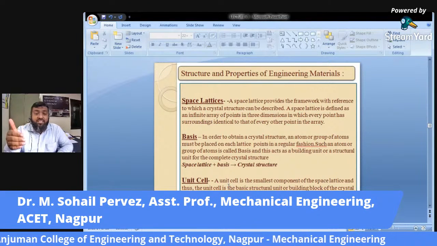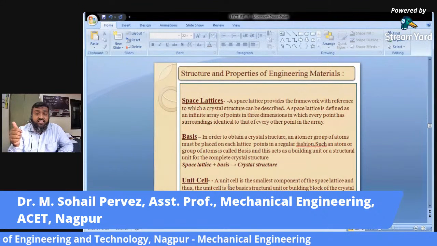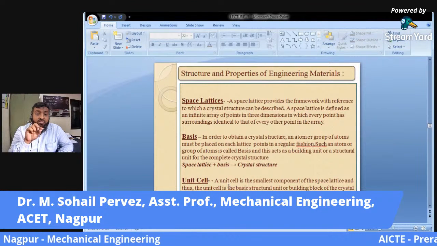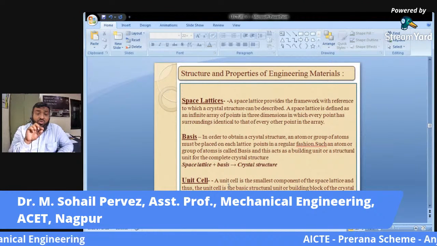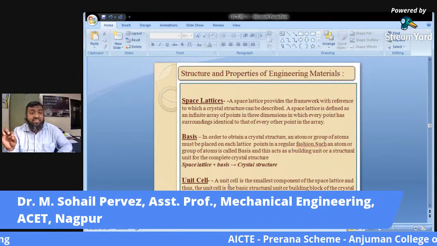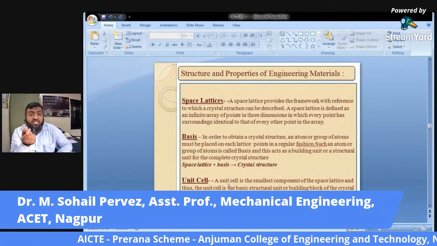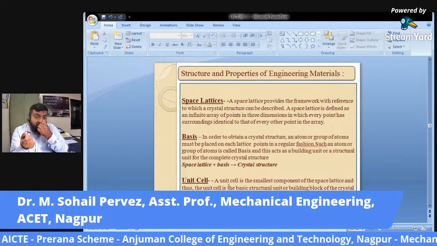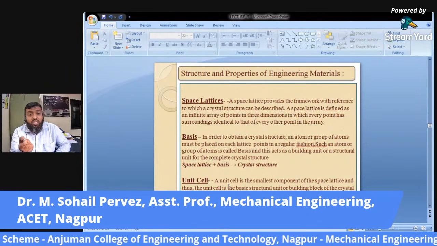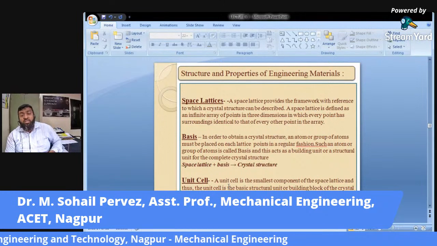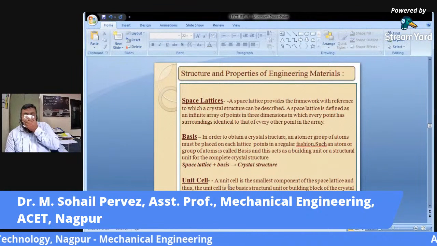So space lattice decides the framework. Basis is nothing but putting atoms or groups of atoms on the space lattice, and a unit cell is nothing but the smallest component which constitutes the very basic geometry and serves as a building block for the total chain or the structure.